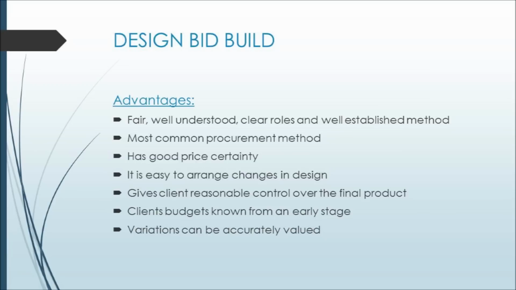Also, it is easy to arrange changes in design. You just get the changes drawn up, consented, and the contractor will build it as a variation. This procurement method also gives you control over the final product, because you have your own design at the start, and if you want to make any changes, you can. Variations can be accurately valued, because they have to be drawn up and priced before they go ahead.